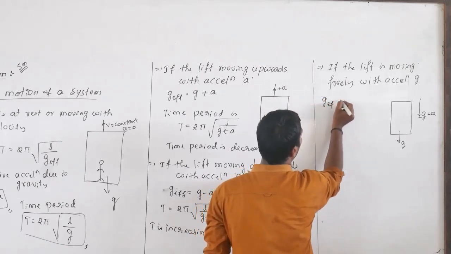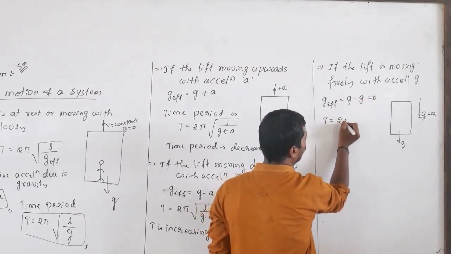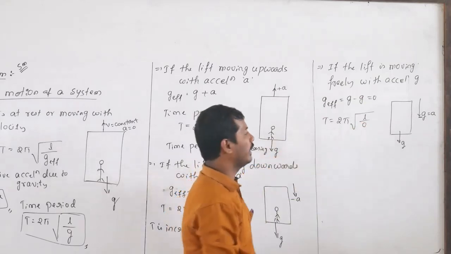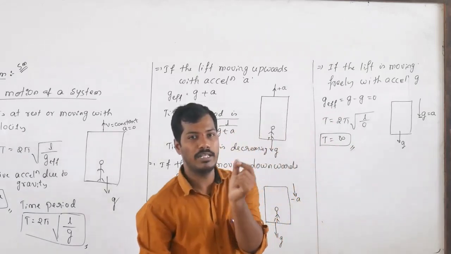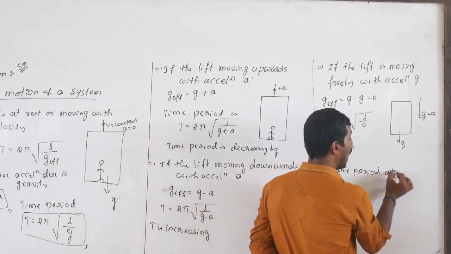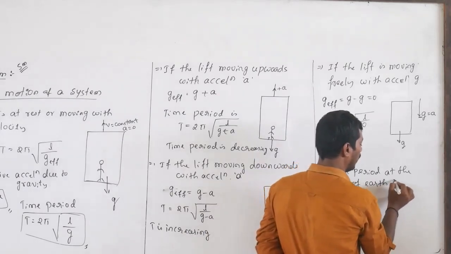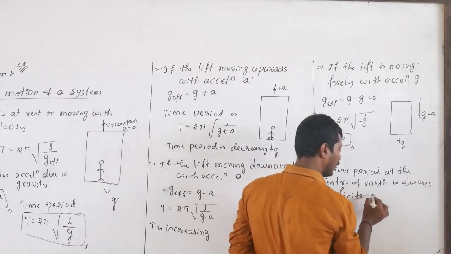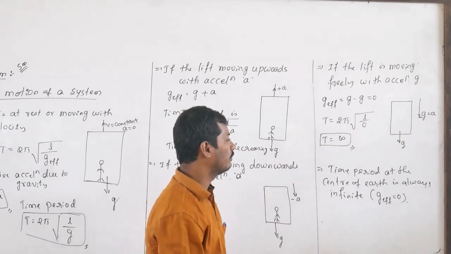Because it is moving downwards, g effective is equal to g minus g, which is 0. If g effective is 0, then the time period is 2 pi root of L divided by 0, which is infinite. So the time period is infinity. One very important point: the time period at the center of the earth is always infinite, because at the center of the earth g effective is zero, the acceleration due to gravity is zero.